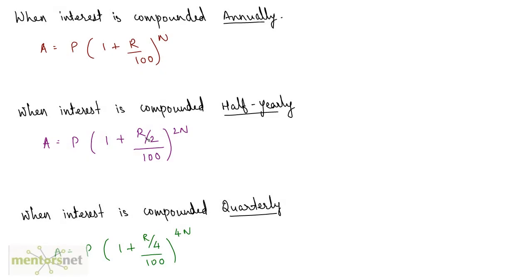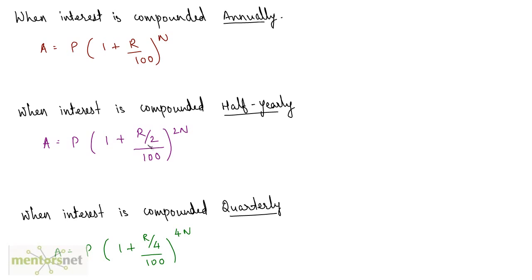Let us now look at some subtle differences in the formula of compound interest based on whether it is compounded annually, half-yearly, or quarterly. Now you know this formula. When the interest is compounded annually, the amount is equal to principal into 1 plus rate upon 100 raised to the time period. Now when the interest is compounded half-yearly, you have to halve the rate and double the time period, right? So the formula becomes A equals P into 1 plus half of the rate upon 100 raised to twice the time period.